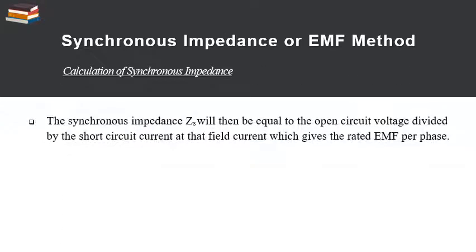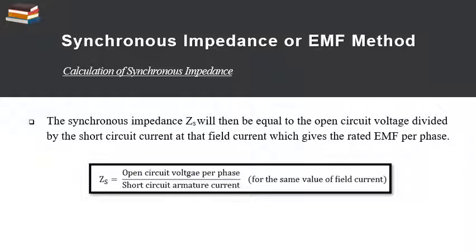The synchronous impedance ZS will then be equal to the open circuit voltage divided by the short circuit current at the field current which gives the rated EMF per phase. So the formula of ZS is equal to open circuit voltage per phase divided by short circuit armature current for the same value of field current. So through this formula we can find out the synchronous impedance or calculate the value of ZS.